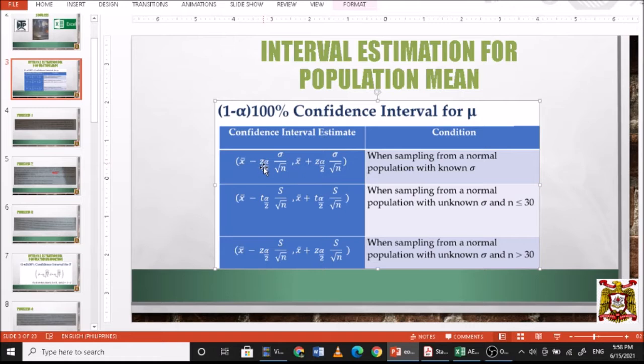So for the first condition, that's mean plus minus z alpha over 2 times sigma over square root of n. For condition 2, that's mean plus minus t alpha over 2 times sample standard deviation divided by square root of n. And for condition 3, that's sample mean plus minus z alpha over 2 times sample standard deviation divided by square root of n. Okay, so let's proceed to your problems.